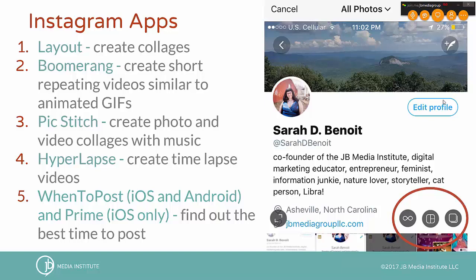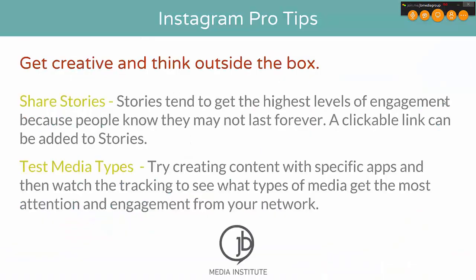And then as a side note, I threw in two things. One's called When to Post. One's called Prime, and these two Instagram apps actually allow you to figure out when the best time to post is for your network. It tracks different information about your Instagram network, shows you when most people are engaging, so you can start to make sure that when you're posting your imagery, you're posting it at a time when you're going to get maximum exposure. So it can be really, really helpful in building engagement and reach for your actual content.